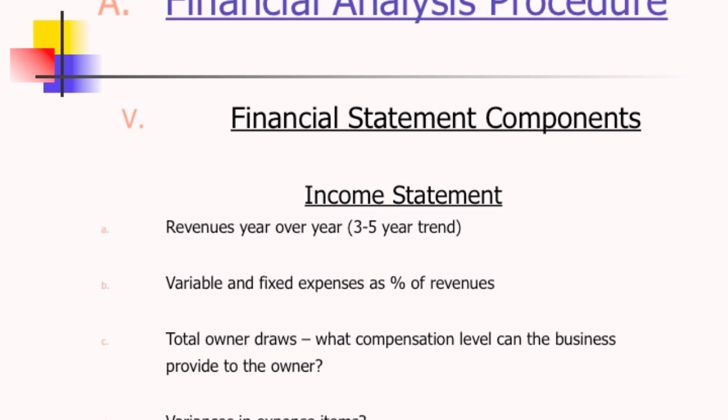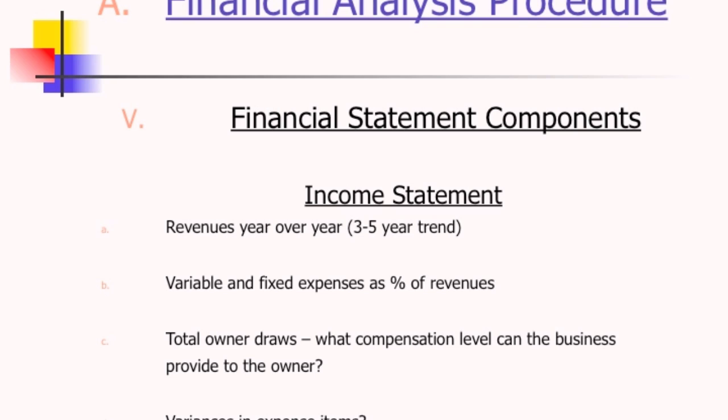We're looking at specific financial statement components in our procedure here. We want to make sure that revenues year over year, a 3 to 5 year trend, it's nice if they're increasing, and if they are decreasing, well, why are they? Decreasing revenues could mean a red flag, or it might not necessarily be a bad thing at all. It just needs new management to come in and kick the tires and really get the operation running on a proactive basis. We also want to look at variable and fixed expenses as a percent of revenues.